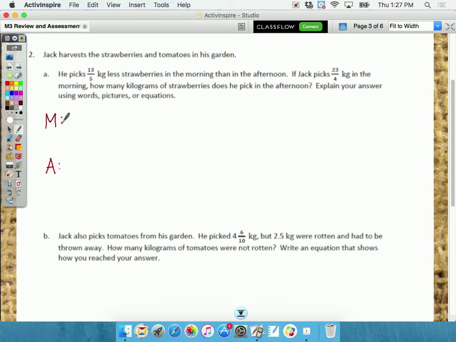Okay, now it says he picks less in the morning. So which tape diagram needs to be longer? Afternoon. So make the afternoon a little bit longer than the morning. Okay? And I'm going to put a dotted line here. He picks 1 3/5 less in the morning than he does in the afternoon. So that means in the afternoon he picks 1 3/5 more. And the total he picks in the morning is 2 3/4.